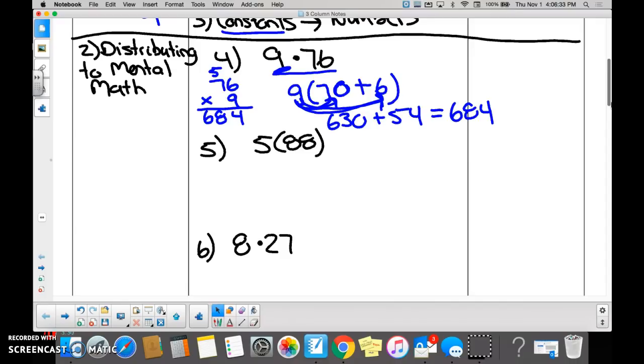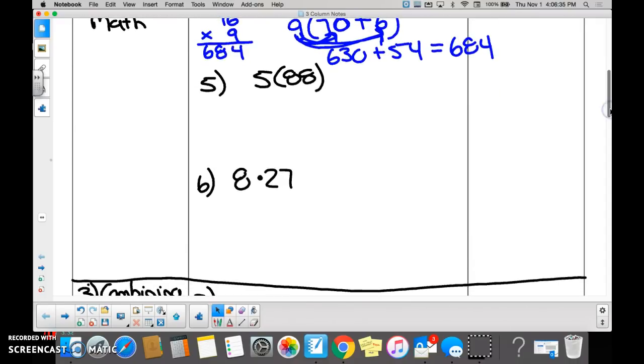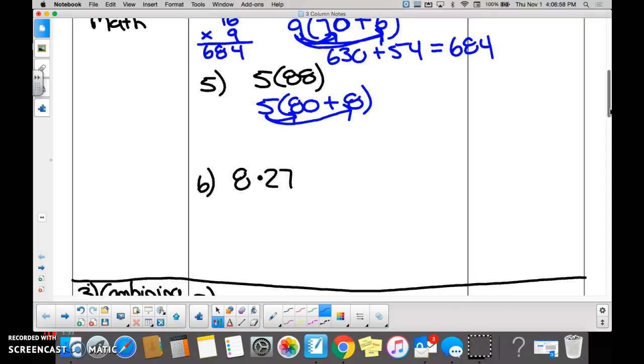If you look down at number 5, we can do the same thing. Instead of multiplying 5 by 88 the long way, let's think of this as 5 times 80 plus 5 times 8. Because we have the 5 in front of the parentheses and no operational sign, we're going to multiply 5 times the 80, and we're going to multiply the 5 times the 8, or we're going to distribute the 5 through the parentheses.